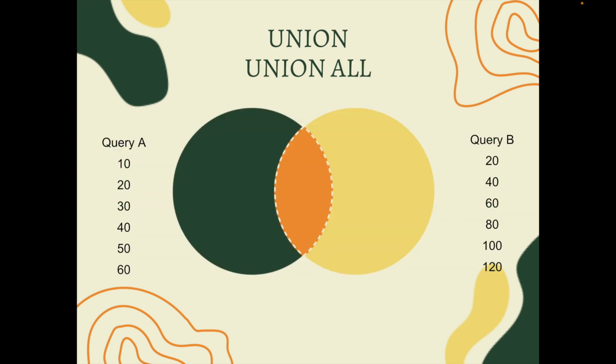We have query A, query B. Query A's output is 10, 20, 30, 40, 50, 60. Query B's output is 20, 40, 60, 80, 100 and 120. So pausing here for a second, let's see if you can write down what would be the output for a union and what would be the output for union all. Alright, moving forward.